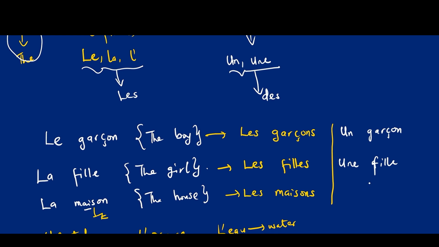So the plural of all this: if you have to take them in plural, that becomes some boys, right? So the plural of un garçon is des garçons, which means some boys. If it is une fille, you are going to have des filles, some girls or some ladies.